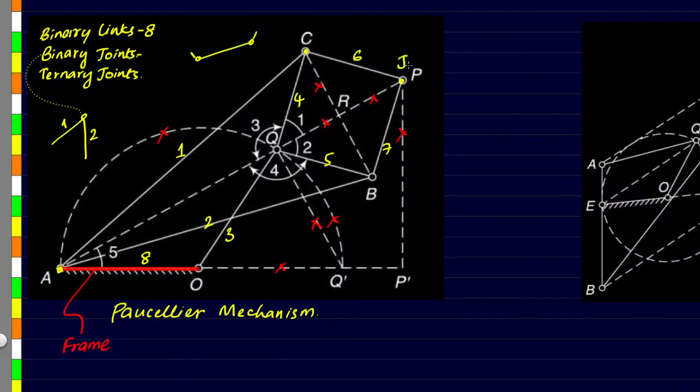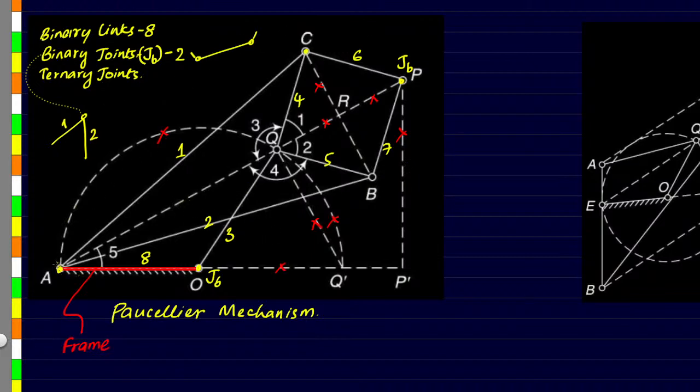I just call it JB. JB is the binary joint. So here is one binary joint. And at the point O, you can again see only two links are joined, AO and O to Q. So again, this is a binary joint. So how many binary joints are there here? Only two binary joints. At all the remaining joints, at least three links are connected.